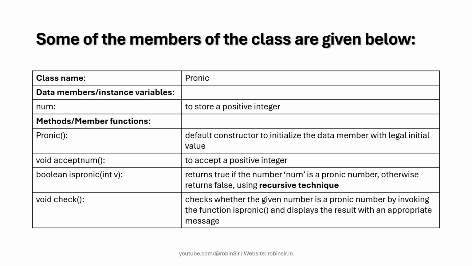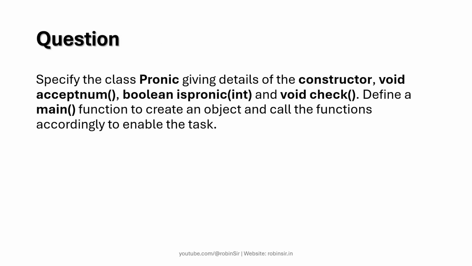Boolean isPronic. This is a recursive function that is going to check whether the number is Pronic or not, and accordingly it's going to return a Boolean value true or false. And check function is going to call the isPronic function, and whether it receives true or false, based on that it's going to display an appropriate message. So we have to specify the class Pronic, giving details of the constructor, the acceptNum function, isPronic function, check function, and we also need to define a main function to create an object and call the functions accordingly to enable the task. So that's our question.